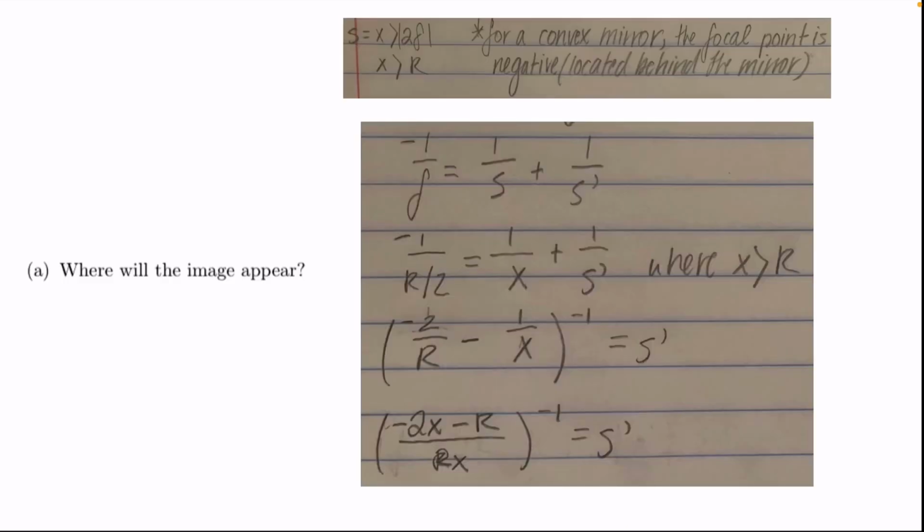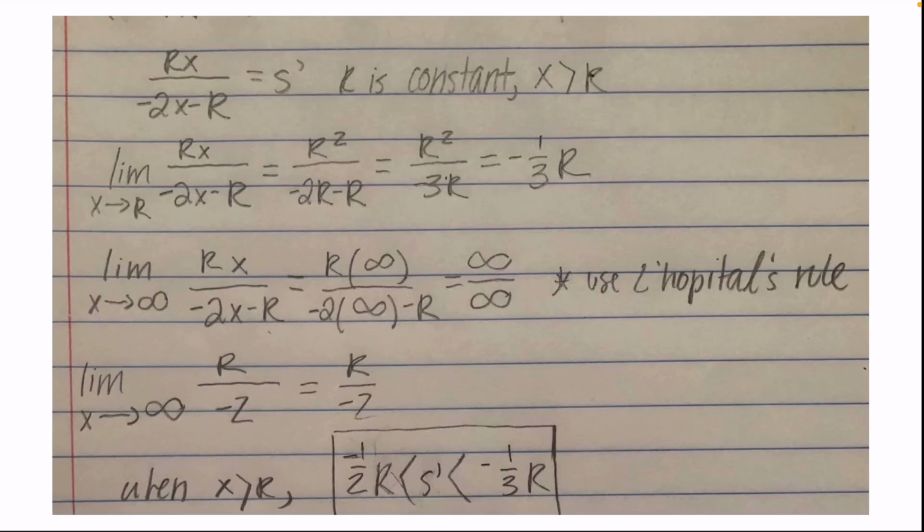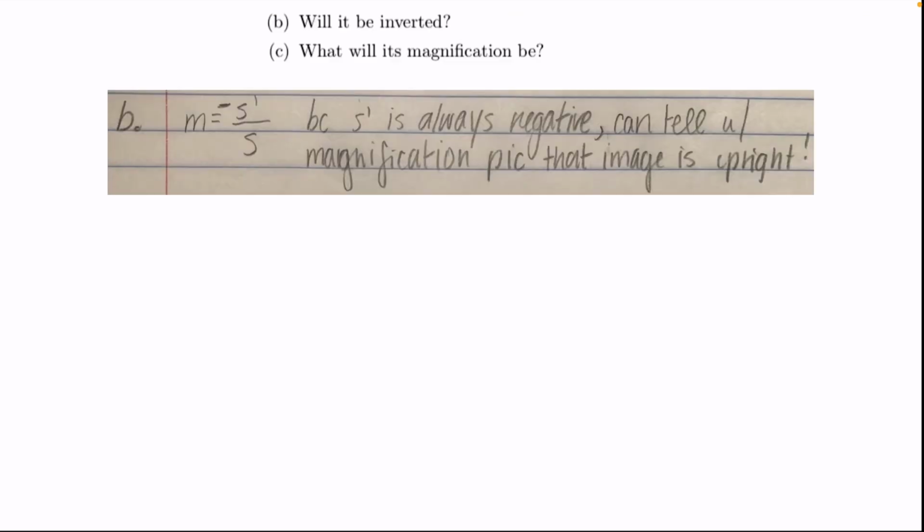So going back to these pictures really quick, you can see that that arrow is approaching that negative f value, the focal length on the right of the picture. So that seems to be true. Part B asks, will it be inverted? We can see from the picture that it won't be, but we also just know that since s prime will be negative, the negatives in the magnification equation will cancel out, giving us a non-inverted image. So it will be upright.